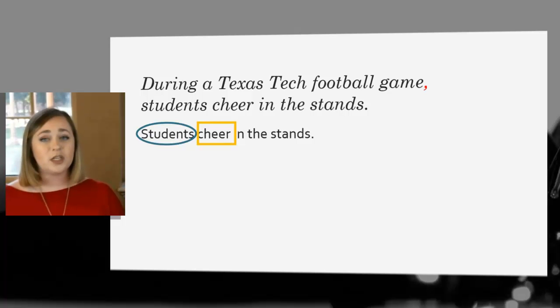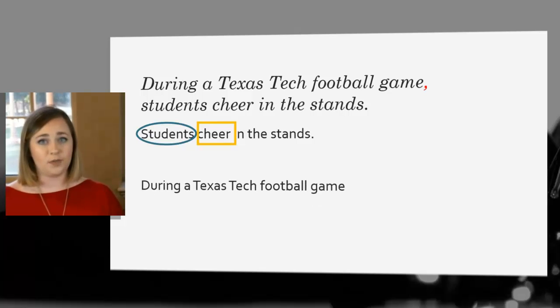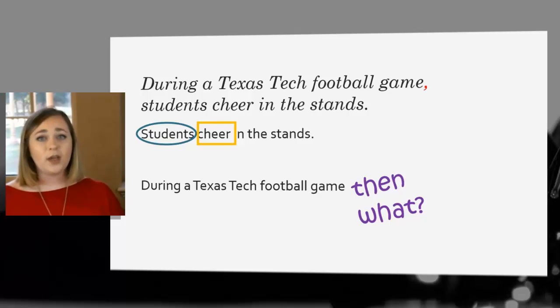Now that we understand the foundation of the sentence, let's look at the introduction. During a Texas Tech football game. Now, if that was left on its own, the reader would be left with the question of, then what? It doesn't have a subject or a verb, so we know it is an introductory element. The comma signals to the reader that the subject and the main sentence is coming directly after. Now that we have an understanding of the basics of using a comma at the beginning of a sentence, let's look at a more practical real-world example.